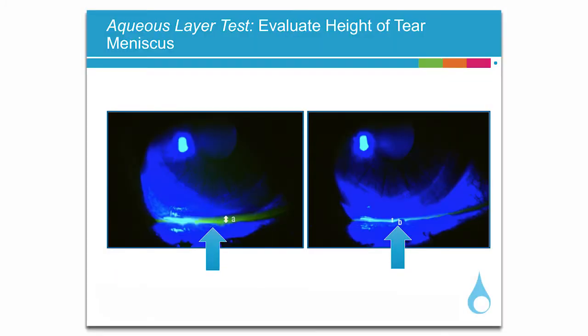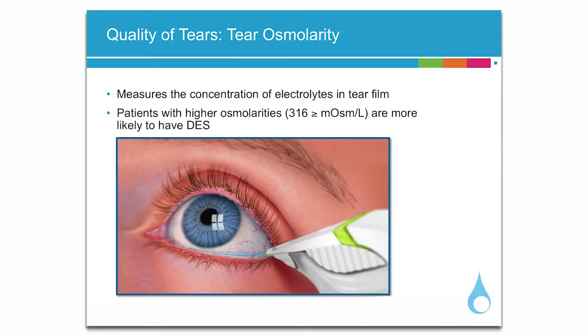Another test of the aqueous layer is to evaluate the height of the tear meniscus. It is best performed using fluorescein dye. The quality of tears is also important. Tear Lab's tear osmolarity testing measures the concentration of electrolytes in the tear film. It is used mostly as a test to support other dry eye findings.